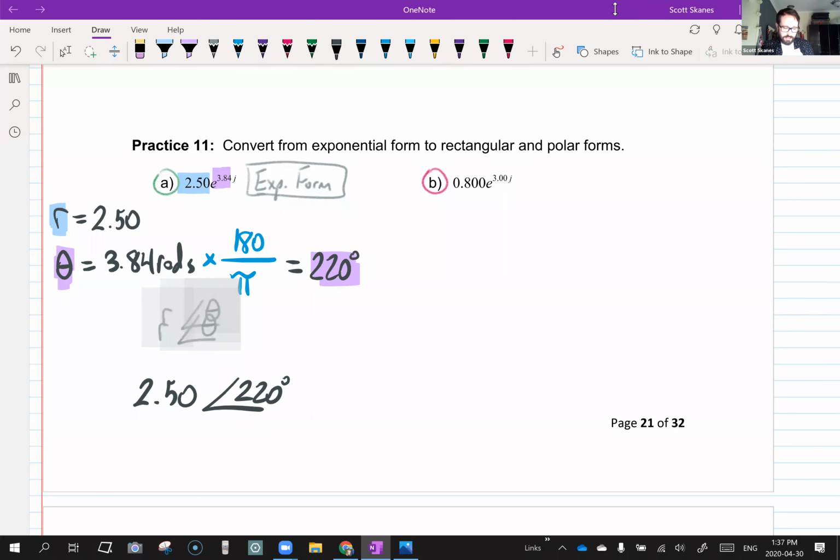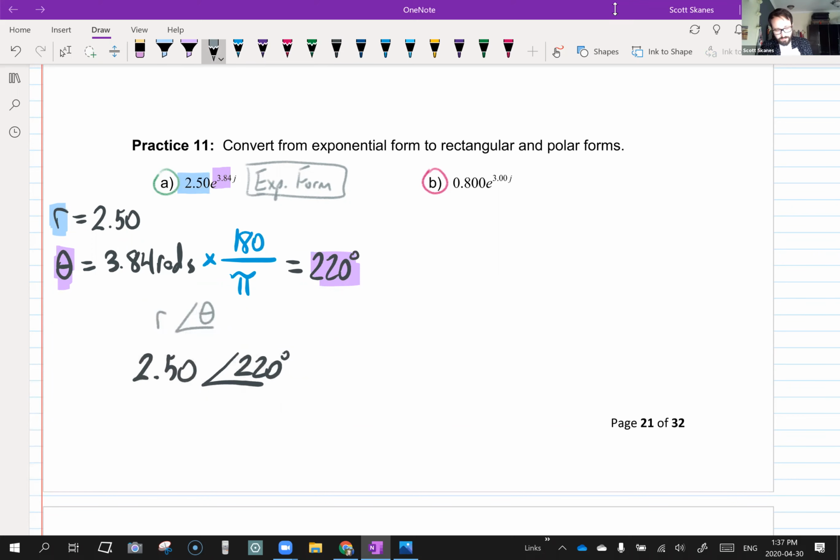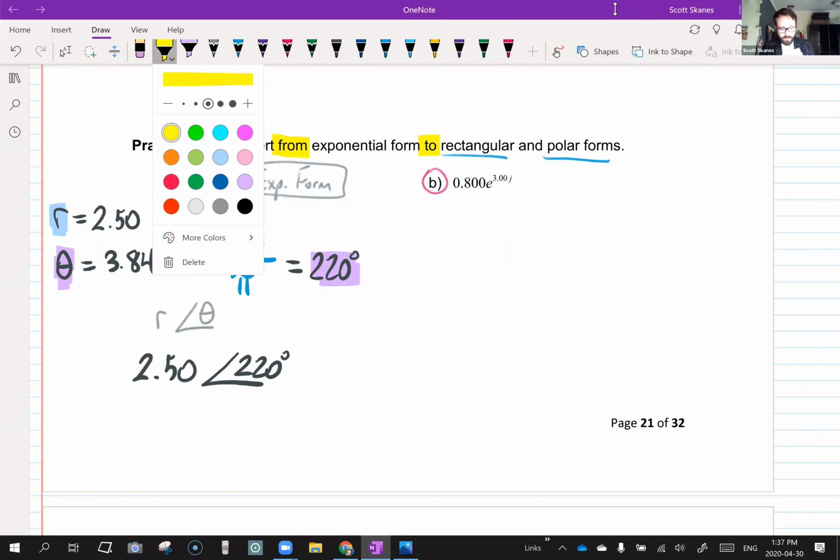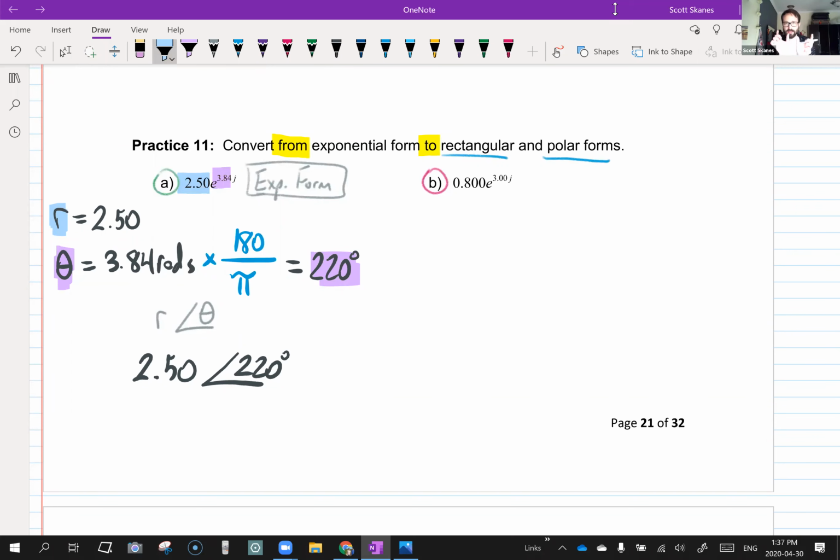I realize now I didn't make it clear why I started with polar form. Notice the question itself says we need to convert from exponential form to rectangular and polar. And I chose to do polar first. Maybe if you're thinking about this, you'll know why. It's because exponential form and polar form are like brothers, like twins. They basically are the same thing. Rectangular form is kind of like the weird neighbor next door that we need to do a few things to change. So we've done polar form.